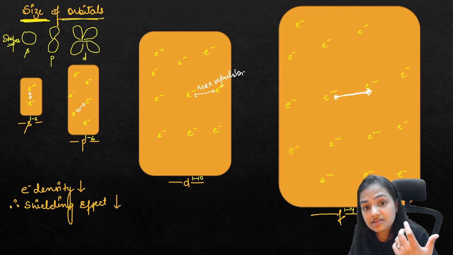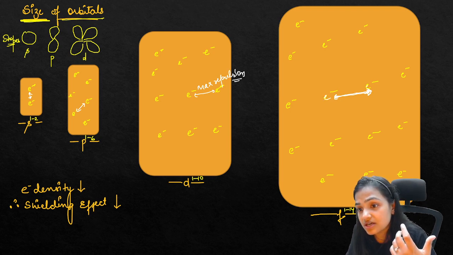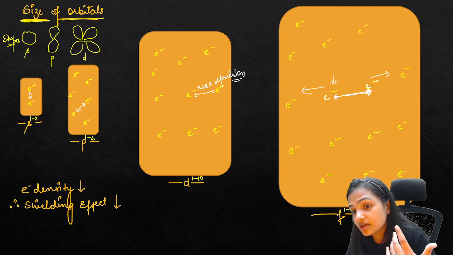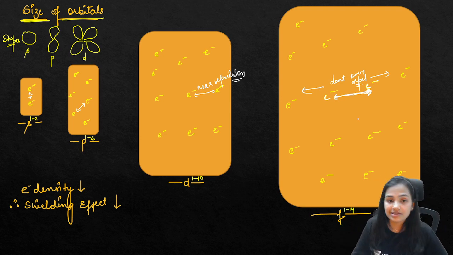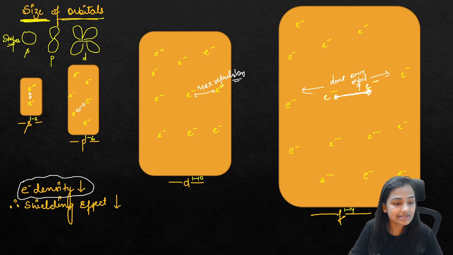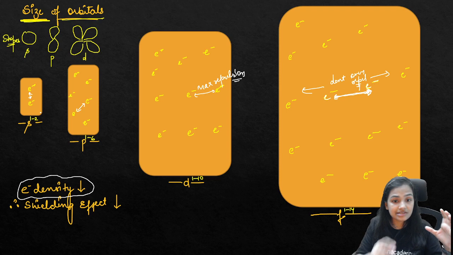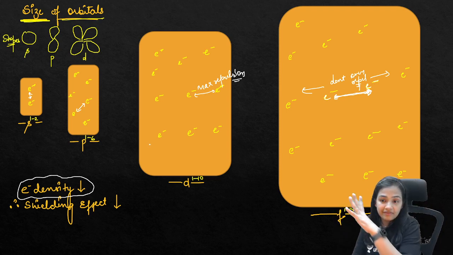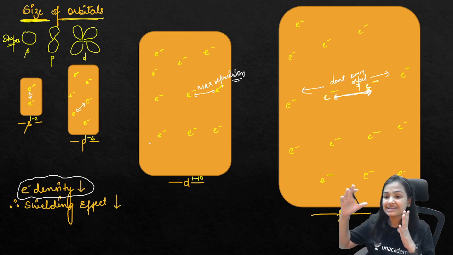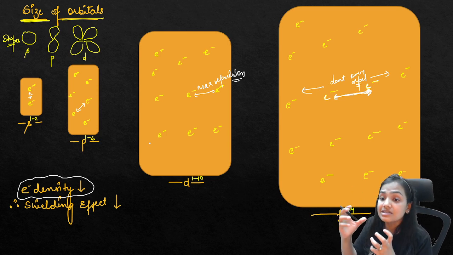Here it is considered that these electrons are so far away from each other that they don't even repel. They are already so far apart that the force of repulsion doesn't work there. So what I want to convey, guys, is the electron density. The size of the s orbital is very small, then the p, then d, and then the f orbital is very big. So as the size increases, the electron density decreases.